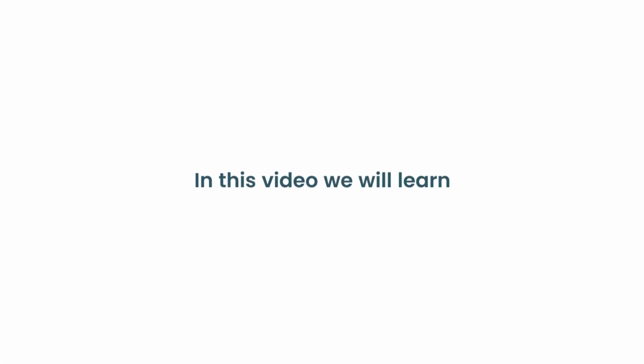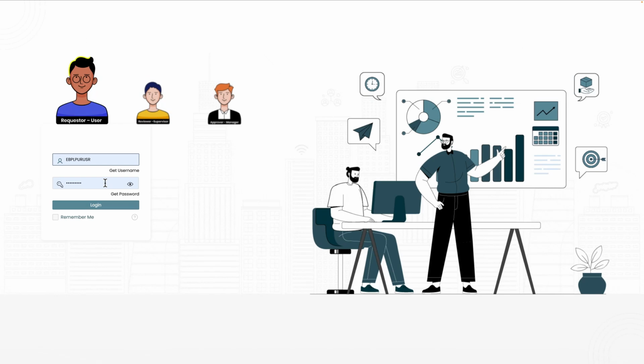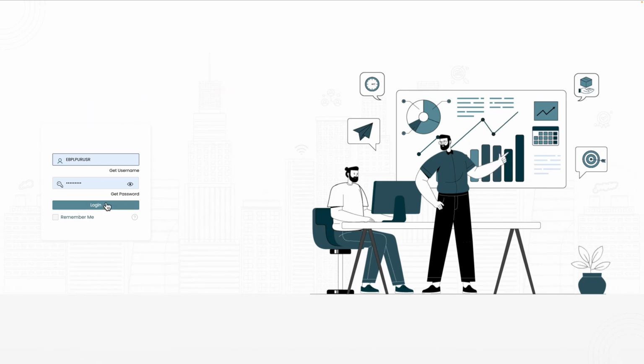In this video, we will learn what a purchase order is, how to create it from pending, and how it gets approved. So this is our purchase request report. Let's watch how we are going to convert this purchase request to a purchase order. In order to create a purchase order, log in as your purchase user.